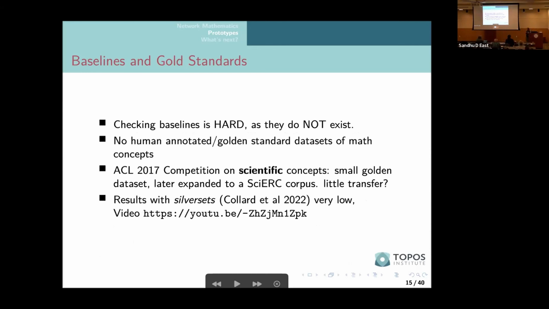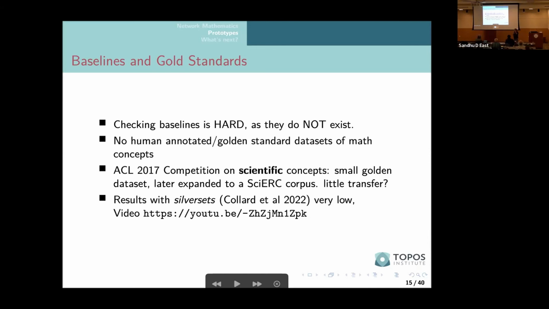As I was saying, to prove that our stuff works is very hard because there are no baselines. People never paid enough attention to mathematics to create baselines of concepts. There are no human-annotated gold standard datasets for that. A tiny amount of effort was done in 2017, but for scientific concepts, and they created a reasonably sized corpus, SciERC. You might expect that mathematics is at the basis of science, so things that work for science would work for mathematics.